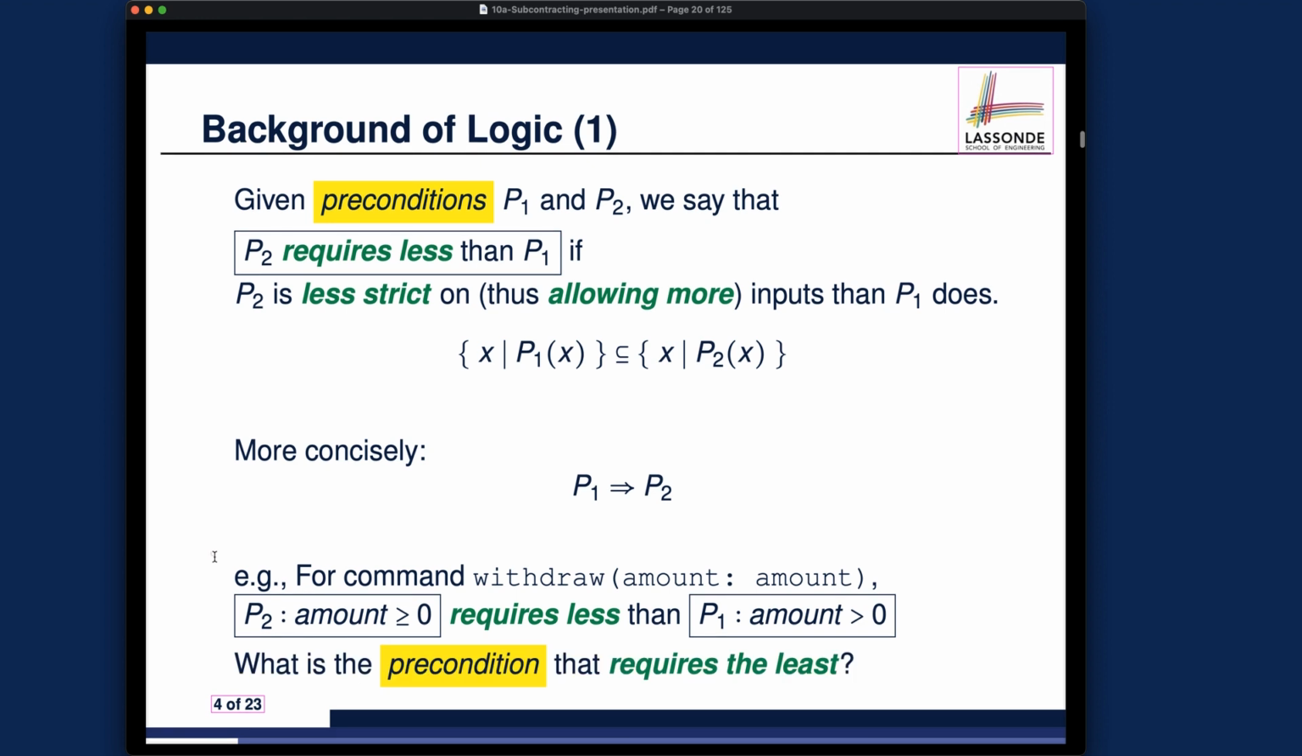So what is the precondition that requires the least? Basically, the weaker the predicate is, the less it is going to require. Exactly. So now, what would be the weakest predicate, basically? Well, hopefully you got the answer already when I asked you to think about it in the previous exercise. It should be simply just true.